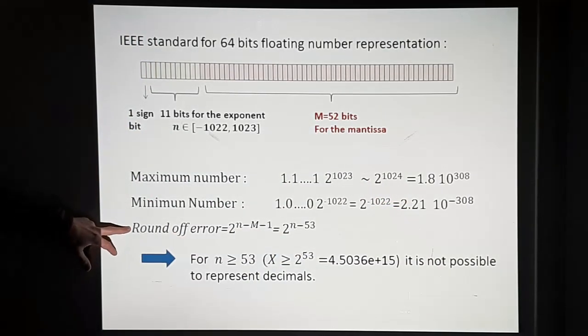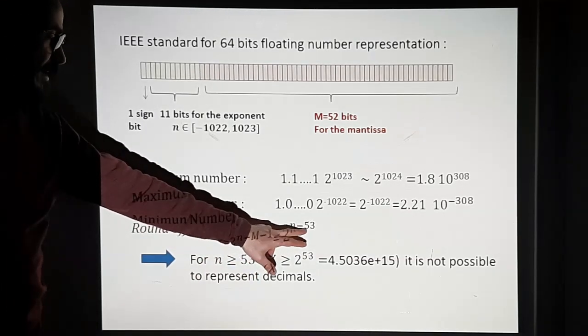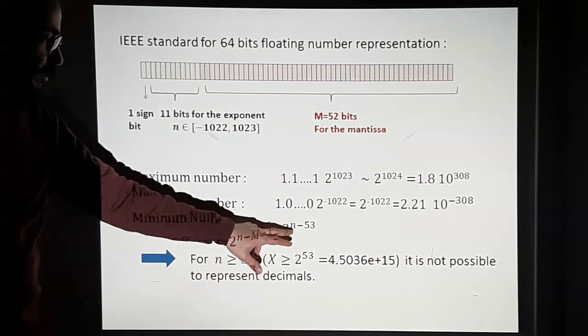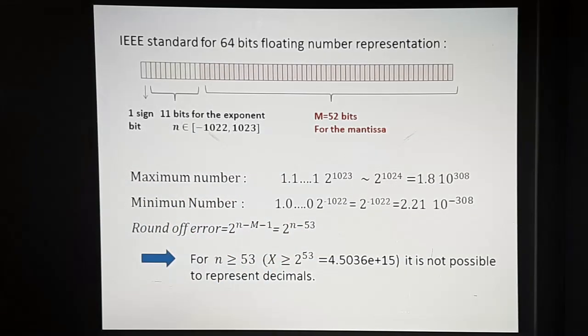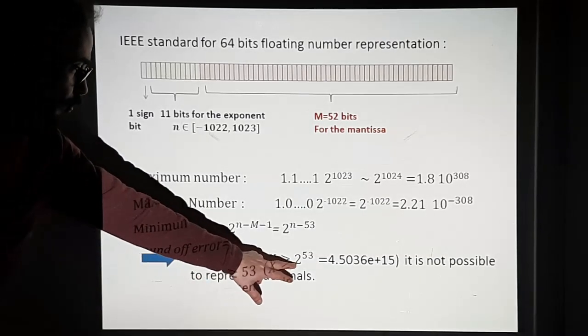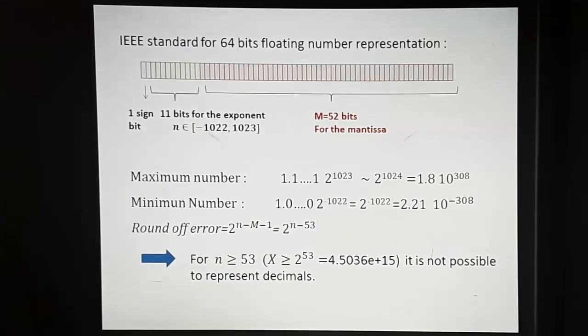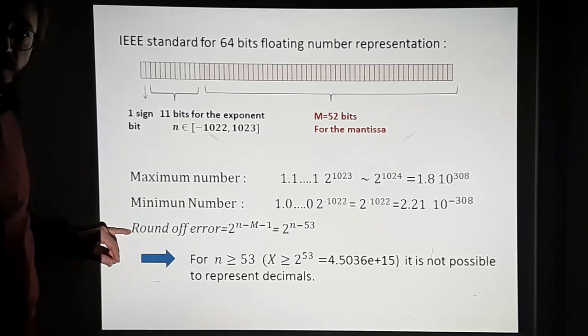And the round-off error, as before, is 2 power n minus m minus 1, and in this case m equals 52, so it's 2 power n minus 53. So for n superior to 53, okay, x superior to 2 power 53, it's not possible anymore to represent decimals, because here the round-off error becomes 1.